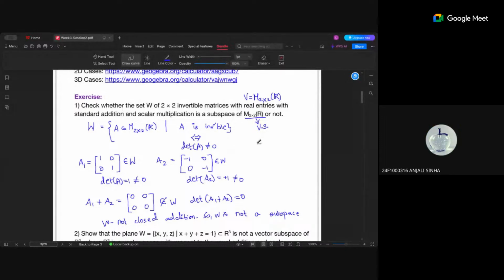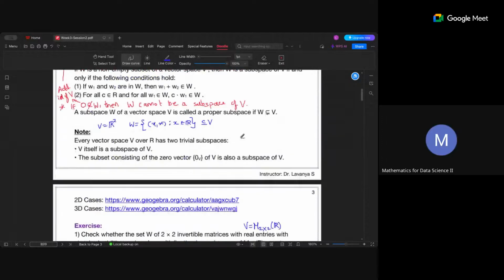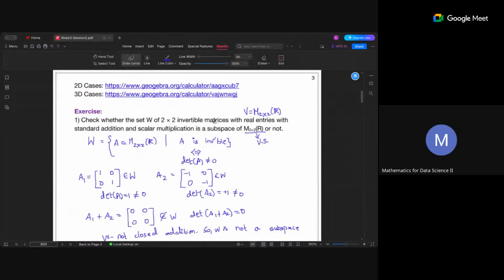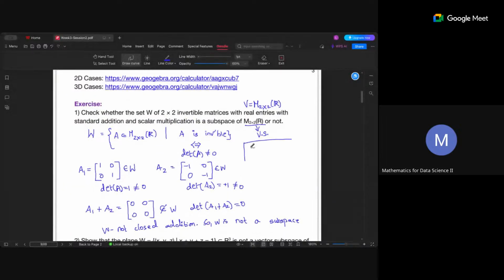Ma'am, can you repeat? Whenever you note that the 0 vector does not belong to the subset, then that subset cannot be a subspace. The same scenario happens here also. Note the zero matrix does not belong to W. Hence, W is not a subspace. Straight away, you can argue like this.